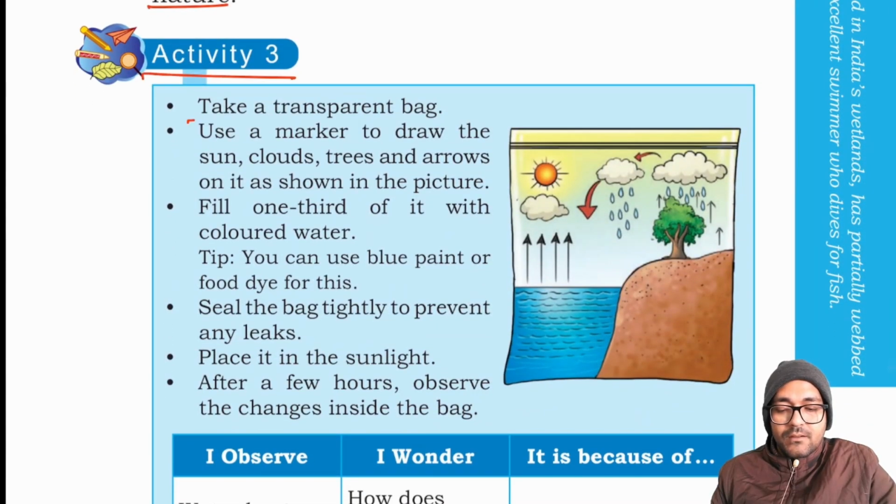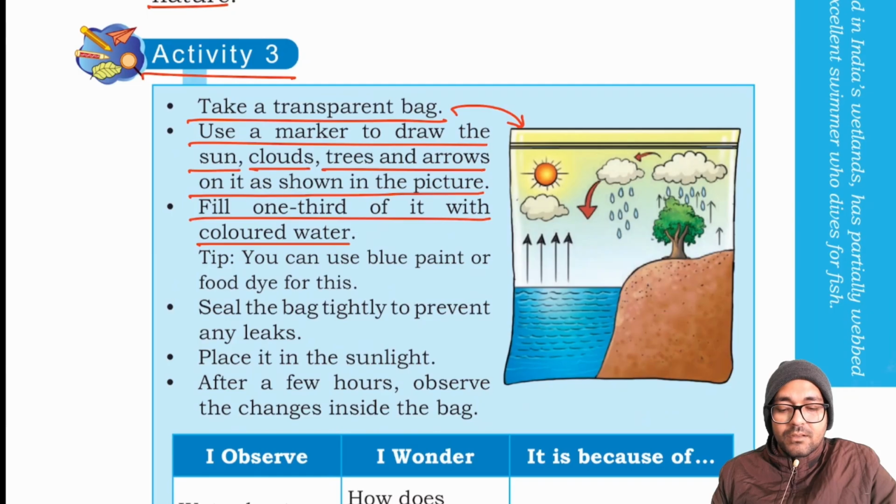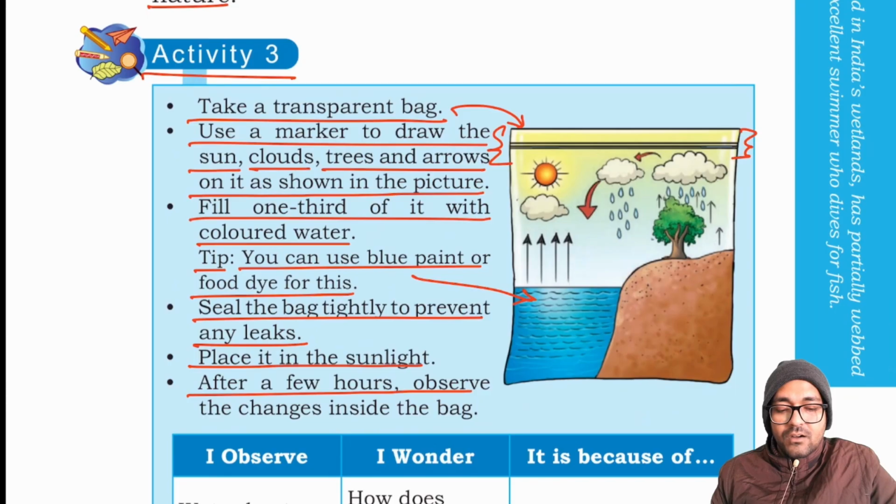Activity 3. Take a transparent bag. Use a marker to draw the sun, clouds, trees, and arrows on it as shown in the picture. Fill 1/3 of it with colored water. Tip: you can use blue paint or food dye for this. Seal the bag tightly to prevent any leaks. Place it in the sunlight. After a few hours, observe the changes inside the bag.